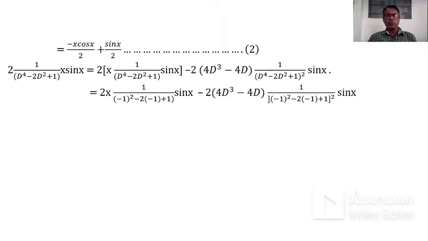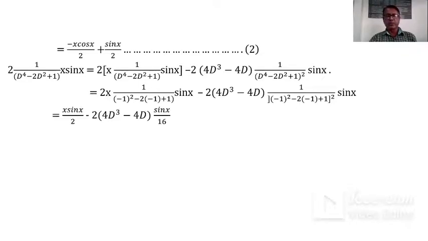This is equal to 2x. Substitute d square by minus a square, which means substitute d square by minus 1 square, minus 2 into minus 1 plus 1 of sin x, minus 2 4d cube minus 4d. Again the same: substitute d square by minus a square, where a is 1. We get this. Now simplify this.